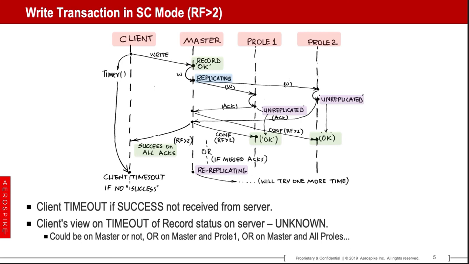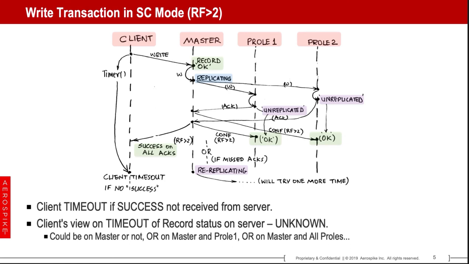As the master receives the acknowledgments from the proles, it then responds by sending confirmation messages to the proles. When the last acknowledgment is received by the master, it then transitions to OK and sends success to the client. The proles receive the confirmation messages and transition to OK. Note that messages could be lost.